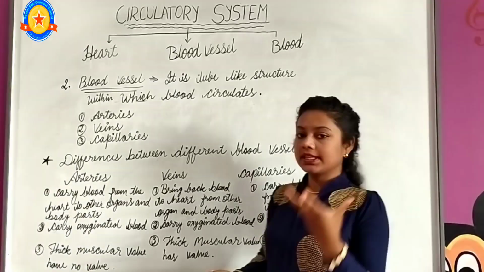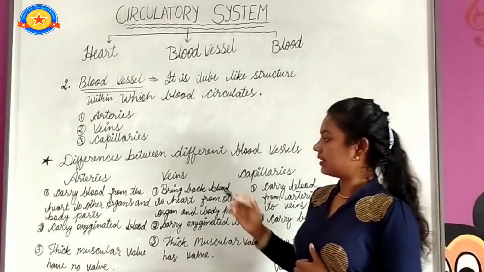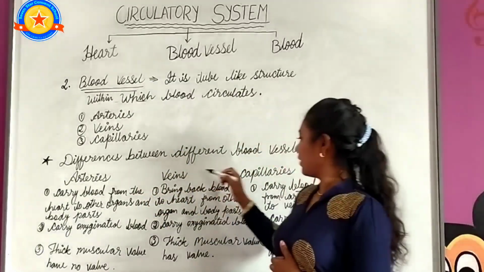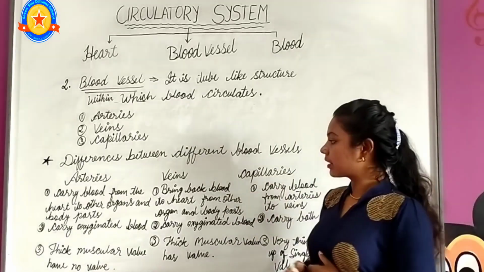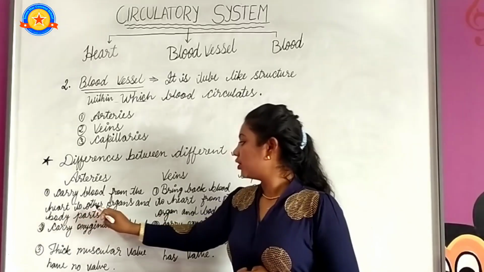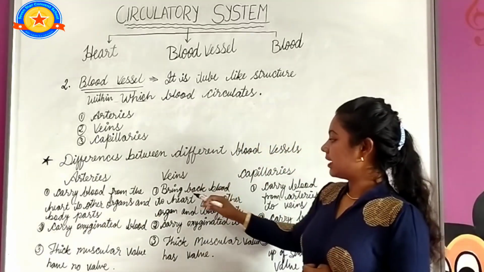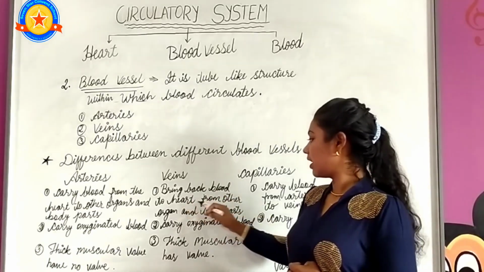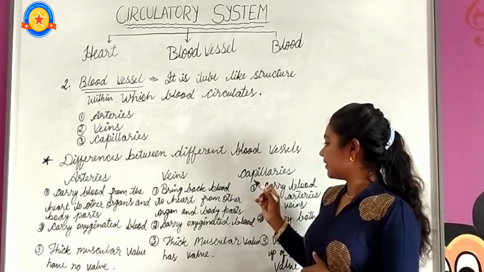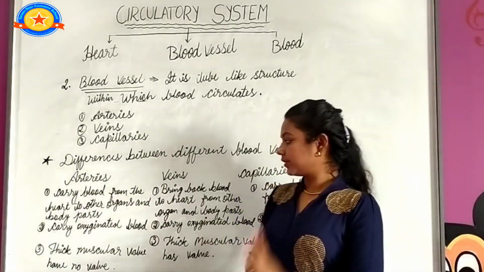Now we will see the differences between the different blood vessels: the arteries, the veins and the capillaries. First, arteries carry blood from the heart to the other organs and body parts. Veins bring blood back to the heart from other organs and body parts. And capillaries carry blood from arteries to veins.